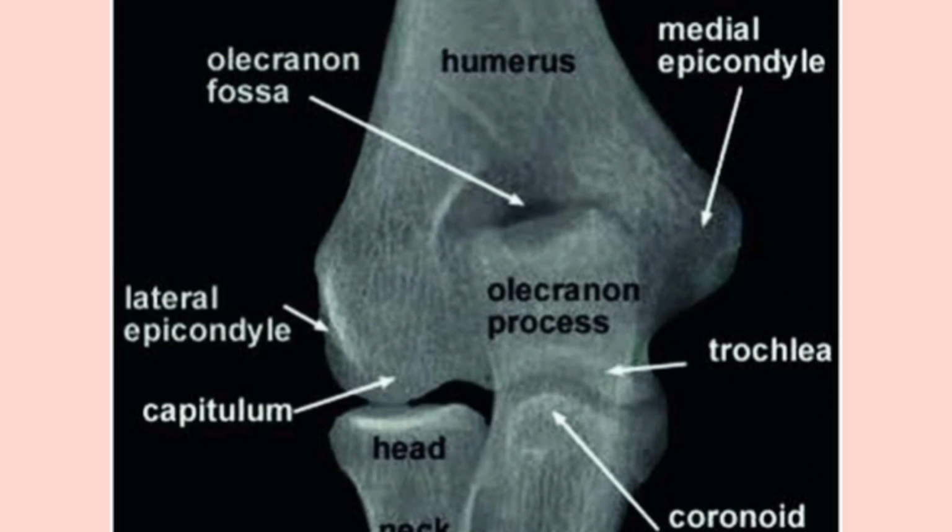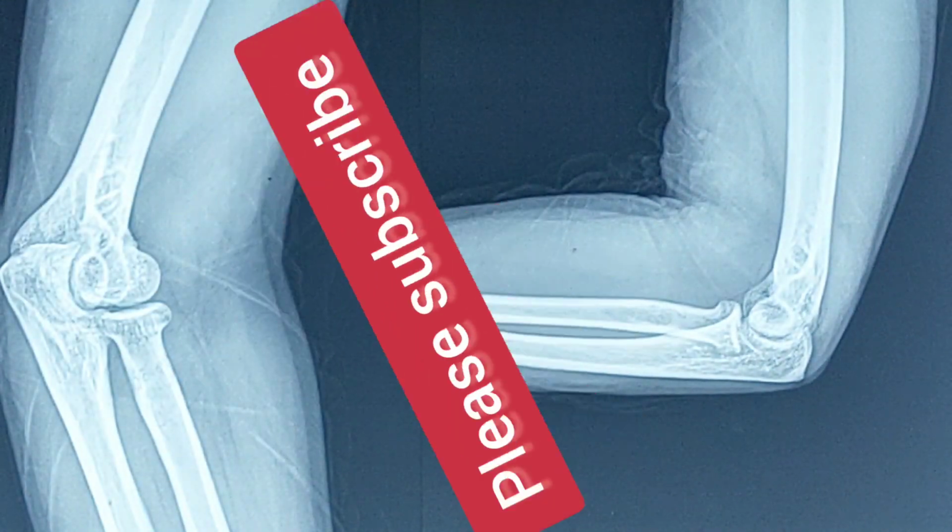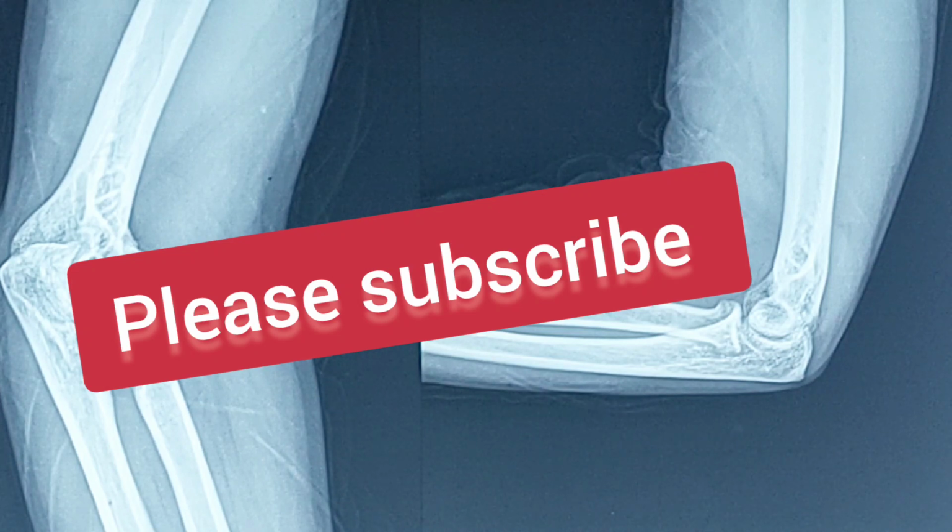So altogether we have seen the region of the elbow joint and the bones participating to form the elbow joint and different landmarks of the region.